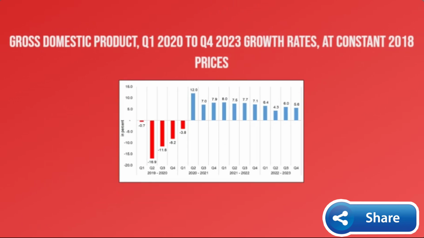The table shows the example of gross domestic product of the Philippines from year 2019 to 2023. In the year 2019 to 2020, the growth rates from quarter 1 to quarter 4 are negative 0.7, negative 16.9, negative 11.6, negative 8.12, and negative 3.8, which is lower, and from 2020 to 2023, the growth rate rose, and the growth rate of the Philippines in 2023 quarter 4 is 5.6%.